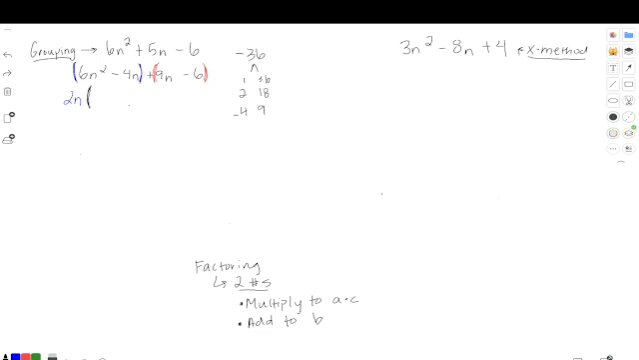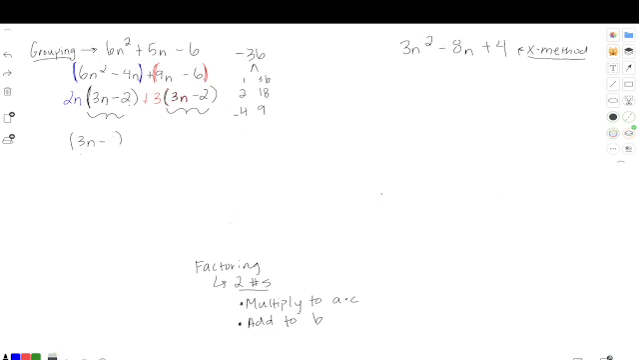So 6n squared divided by 2n is going to be 3n, and negative 4n divided by 2n is going to be negative 2. Our greatest common factor for 9n minus 6 is going to be 3. So we can divide 9n by 3 to get 3n, and then we can divide negative 6 by 3. I'm going to change these colors so it's a little bit more consistent. Negative 6 divided by 3 is negative 2. You'll notice that these binomials in these parentheses are the exact same.